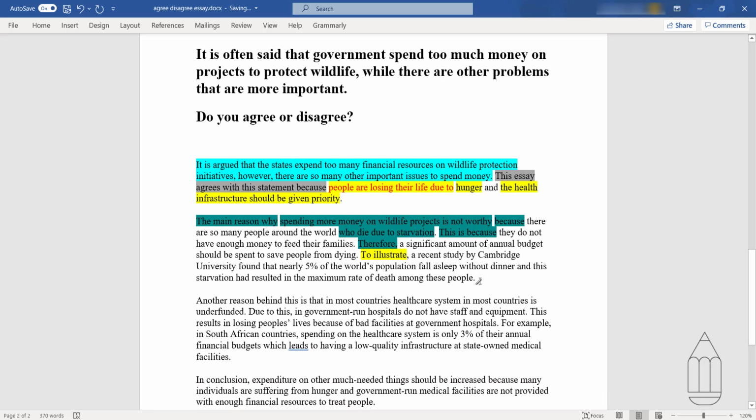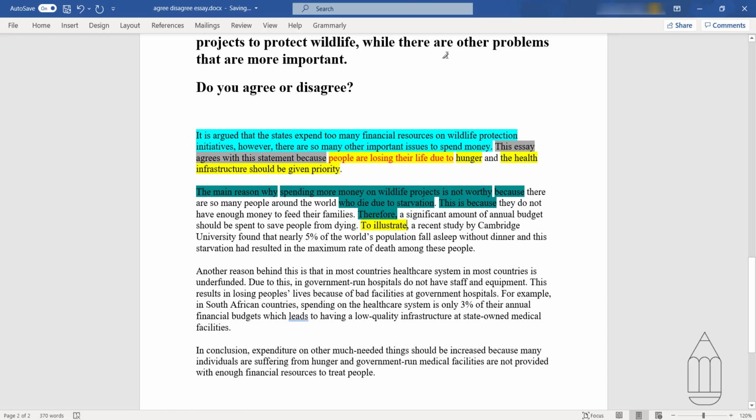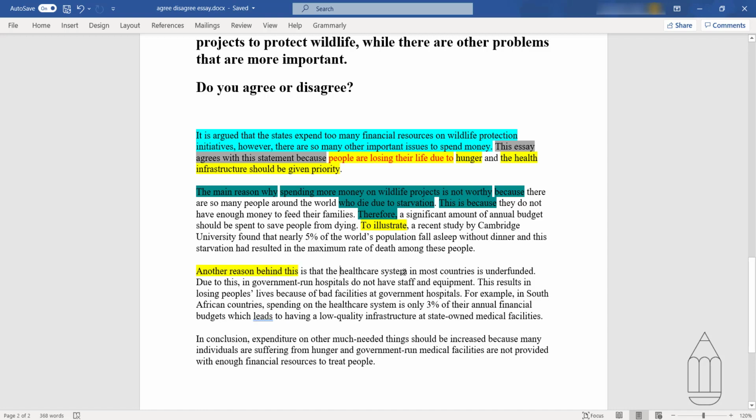You can stop the video and watch this whole paragraph and study it carefully, how I approach things when I go for the IELTS exam. Another reason behind this is that the healthcare system in most countries is underfunded, and due to this, government-run hospitals do not have staff and equipment because they don't have money. So this results in losing people's lives because of bad facilities at government hospitals.